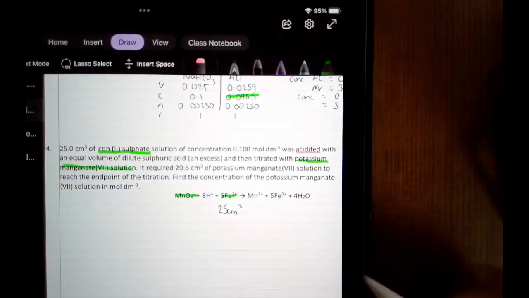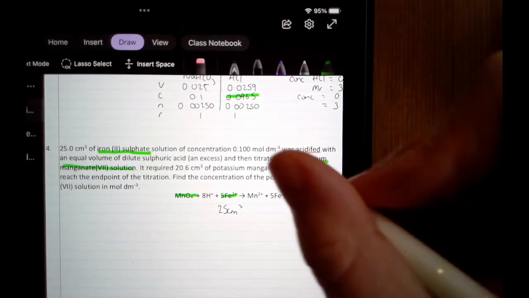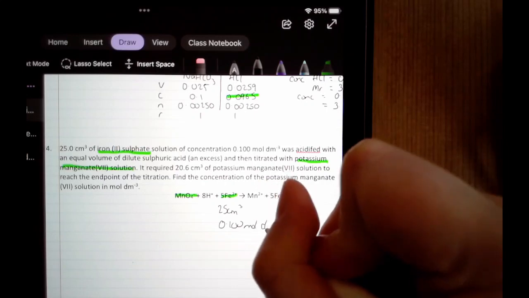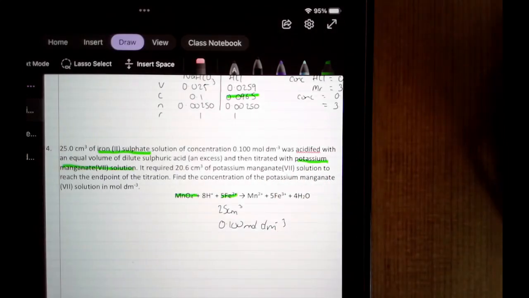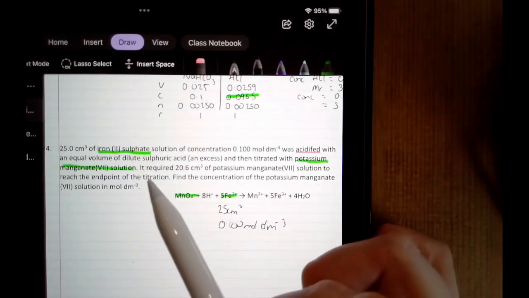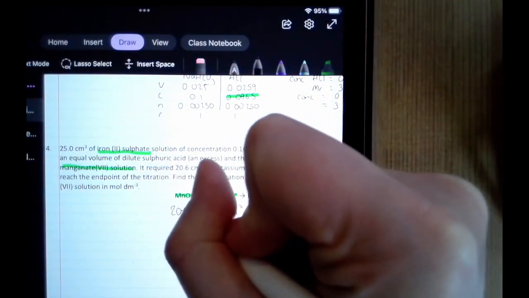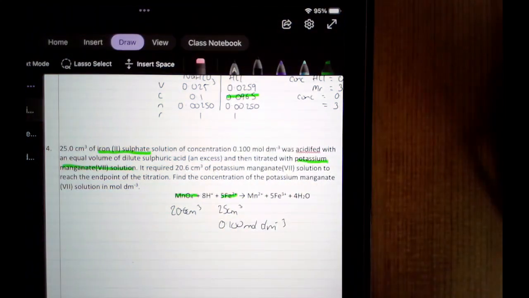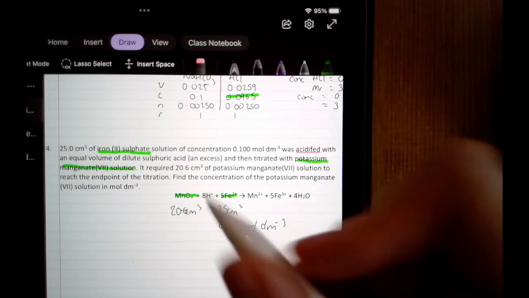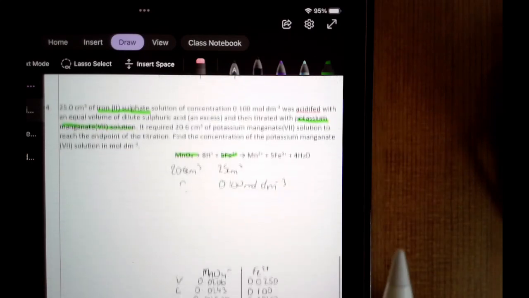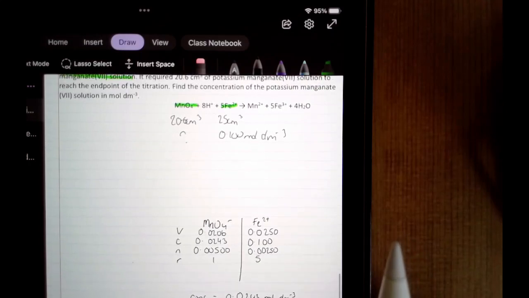I'm also told the concentration of the iron sulfate, so 0.100 moles per decimetres cubed. The concentration is in the right unit straight away. And then I titrated with potassium manganate, and it required 20.6, so 20.6 centimetres cubed. So just as before, I'm given volume and concentration of one solution, I'm given volume of the other, and I'm asked to work out the concentration of this potassium manganate, and I'm asked in moles per decimetres cubed. So once I've got that information pulled out of the question, it's exactly the same as it was before.